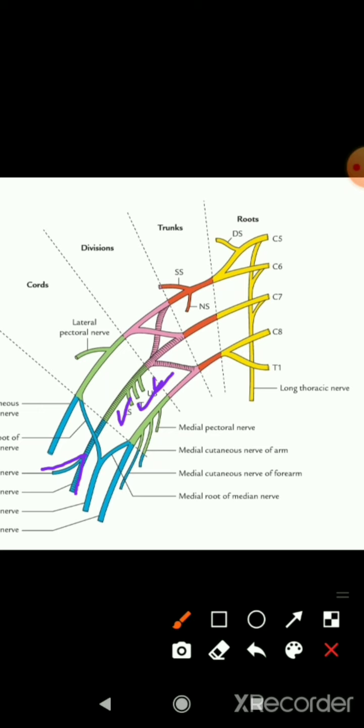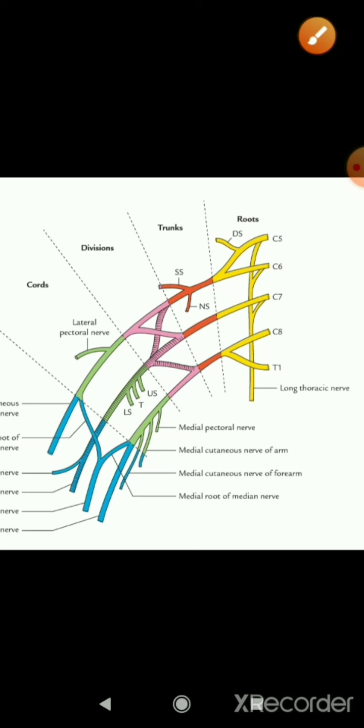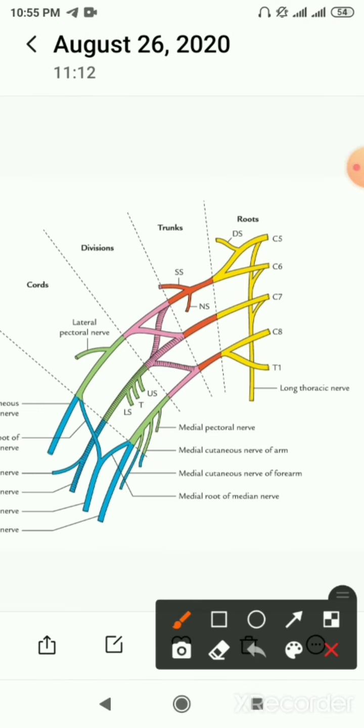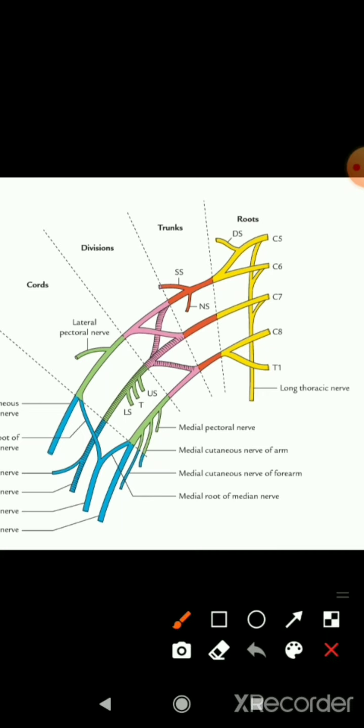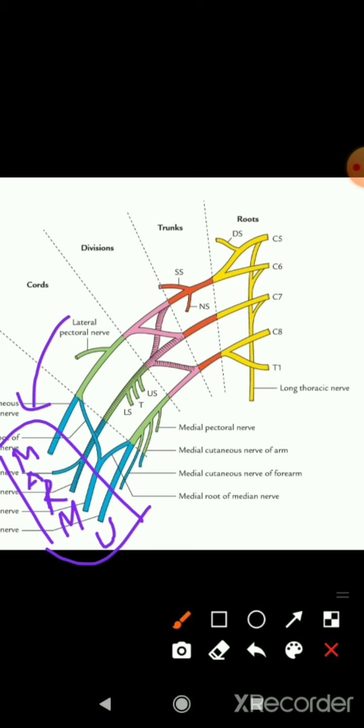Okay, so we can remember the branches from the cord by a mnemonic, that is MARMU: musculocutaneous nerve, axillary nerve, radial nerve, then median nerve, and at last the ulnar nerve. So these are the branches coming from the cord.